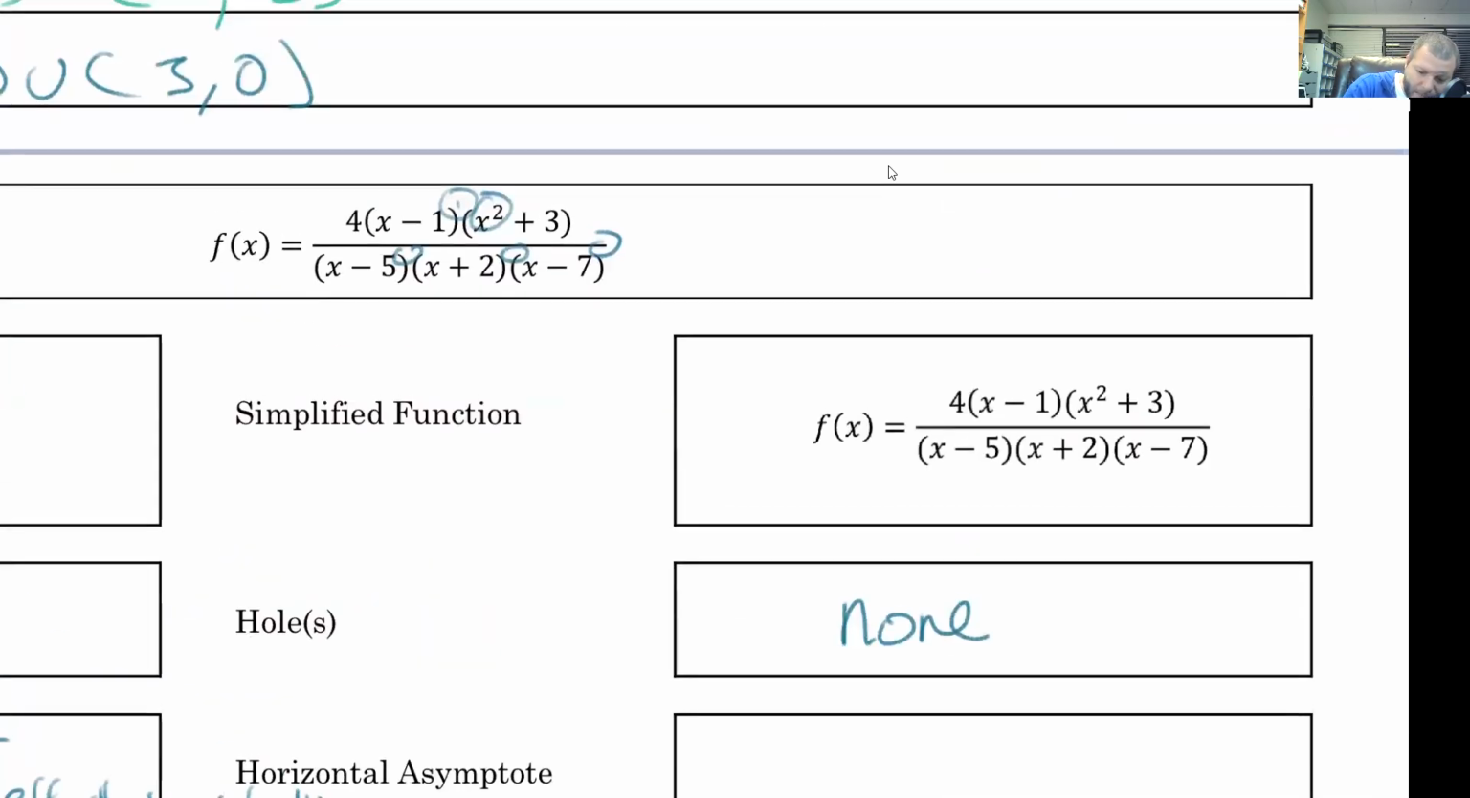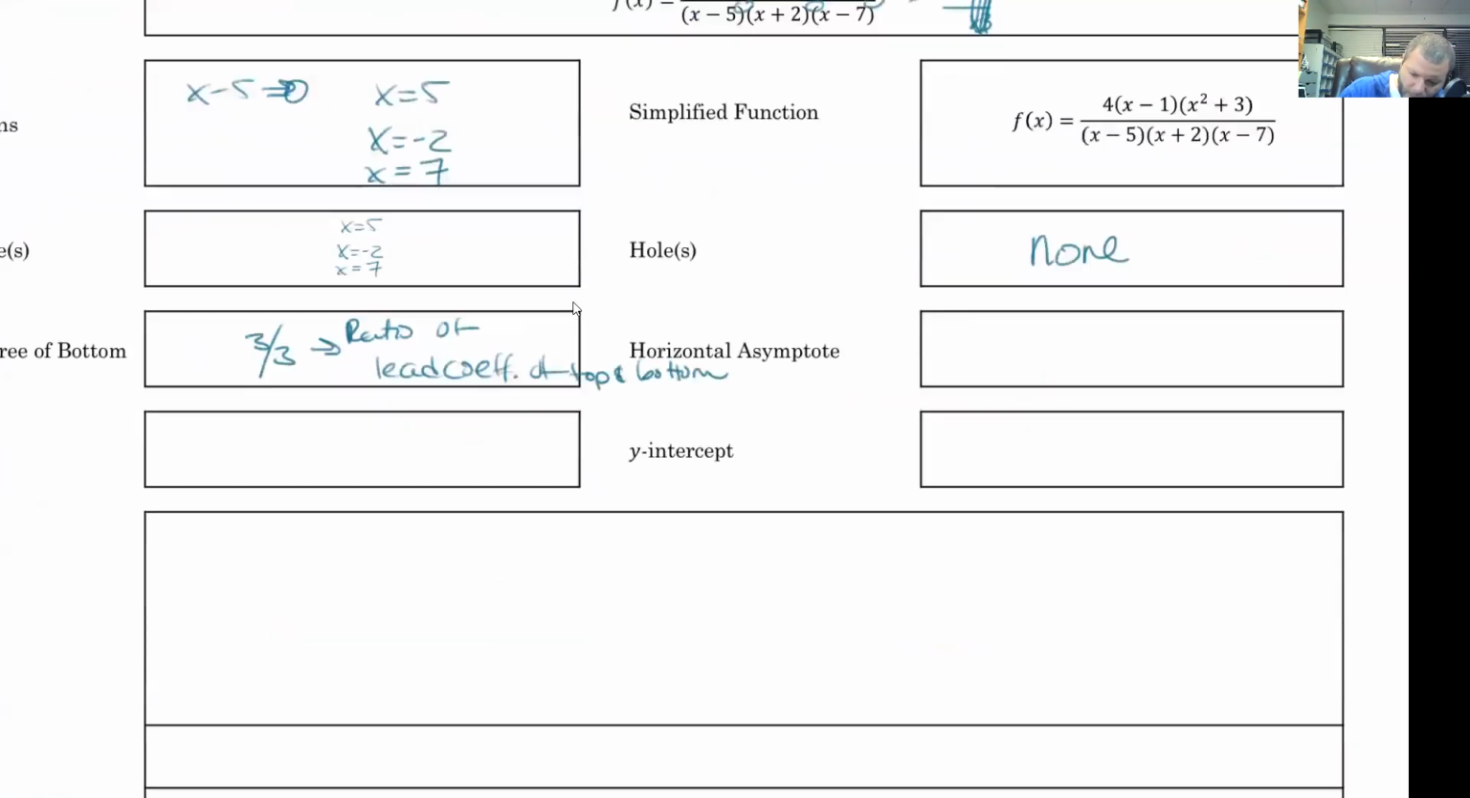If I look at the top, the lead coefficient is 4 because I have a 1x and an x squared. If I multiplied everything out, we'd end up with a 4x cubed in the top. If I multiplied everything out of the bottom, I'd have 1x, 1x, 1x, just an x cubed in the bottom. So 4 is going to be our horizontal asymptote.